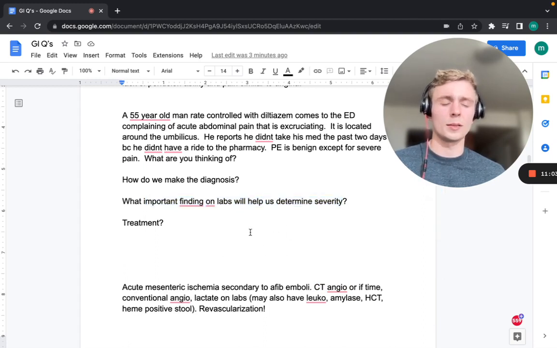So lactate will typically be elevated when we have death of tissue. So lactate on labs may also have leukocytosis, amylase elevation, as well as hematocrit elevation, heme positive stool as well, because remember that bowel is dying, it's been embolized and it's not getting any blood flow. And the treatment for this is revascularization. So we did the CT angio or conventional angiography. We're able to see where it is, and we can go in there and unblock that area.